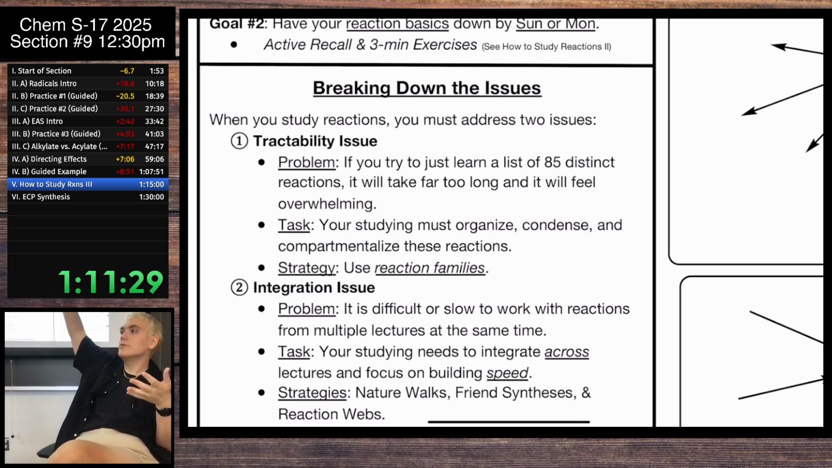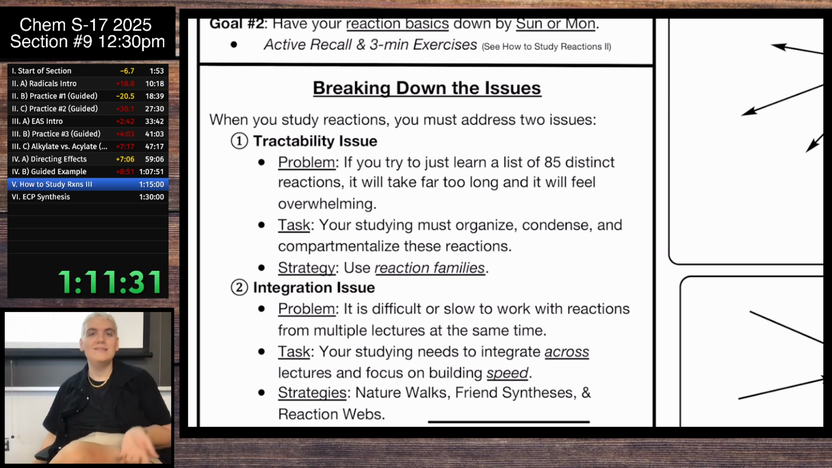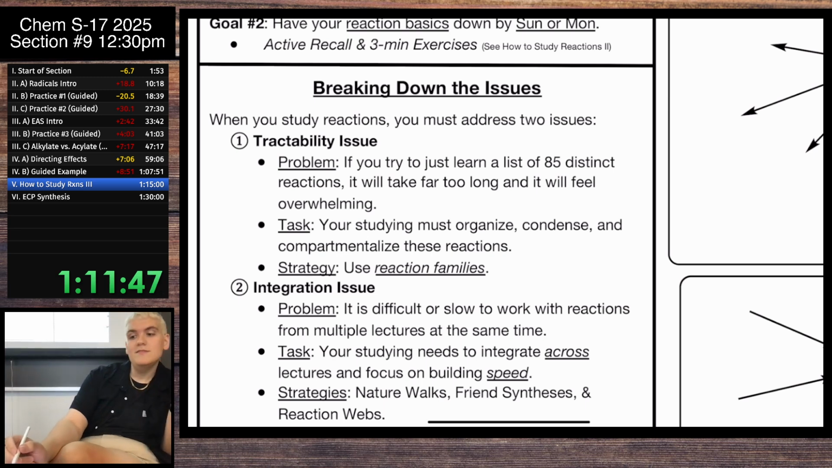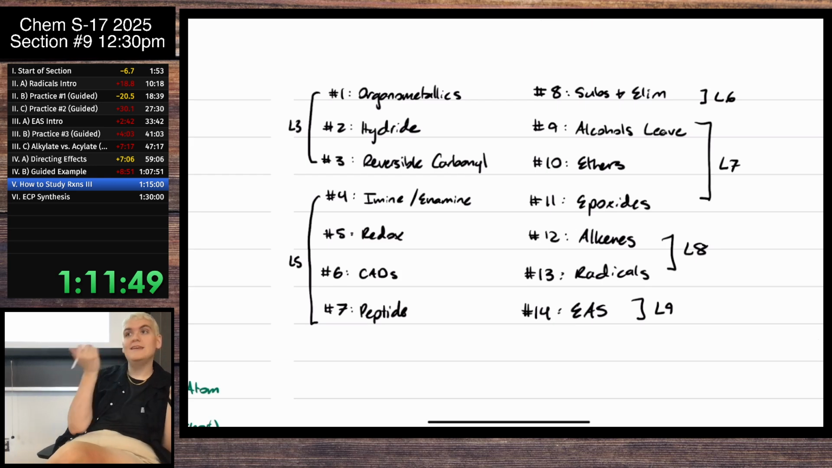Like if you were just learning or memorizing a list of 80 things, it's going to be really hard to keep on track. So I like to think about compartmentalizing, or organizing these reactions into their reaction families. You've seen that on some of my reaction summary sheets for a couple of the lectures. But also, this was me starting to brainstorm for the exam.